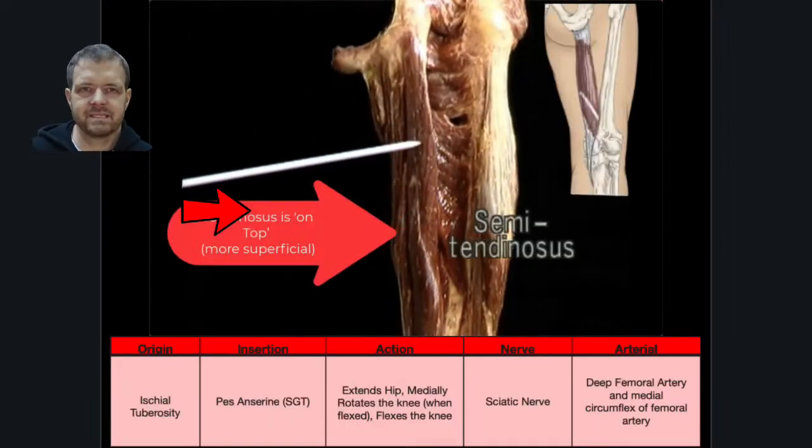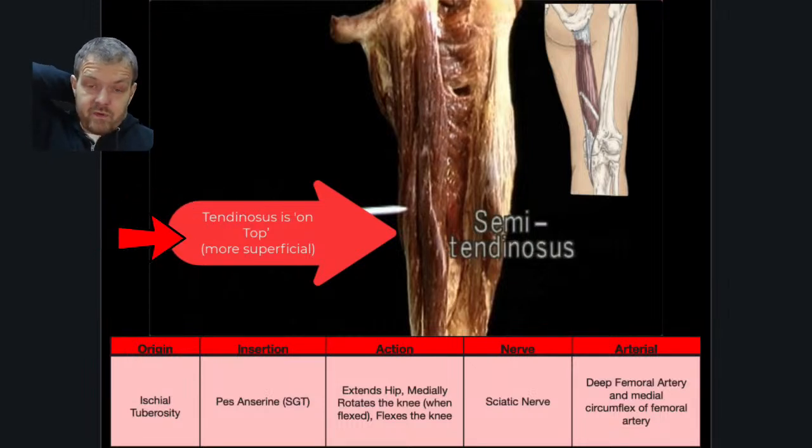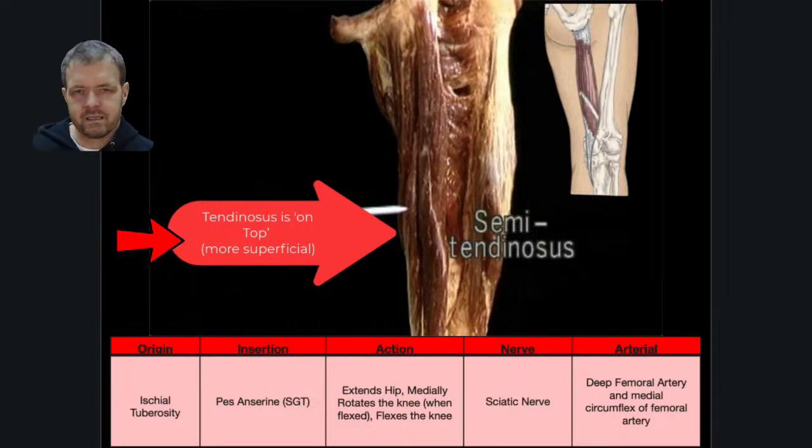And then this is semitendinosus. So this lies over the top. There we go. Semitendinosus is on top, so it's more superficial. You can feel this one easier. And that's why when you feel the back of the knee, that's the first one that you feel, because it's closer to the skin. Okay.